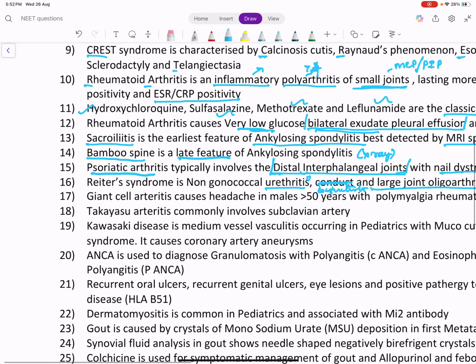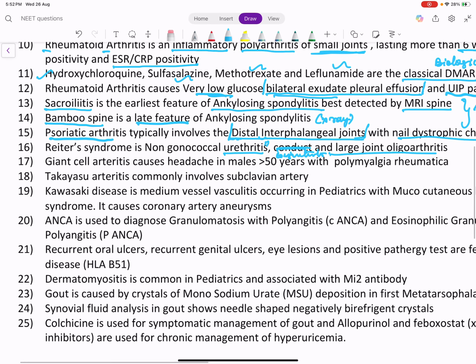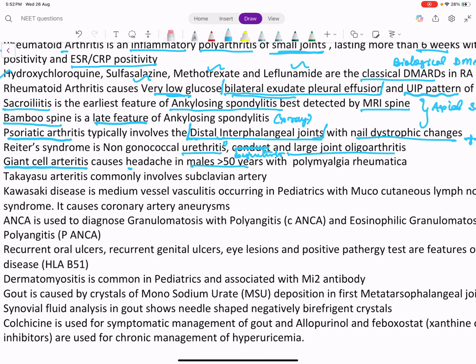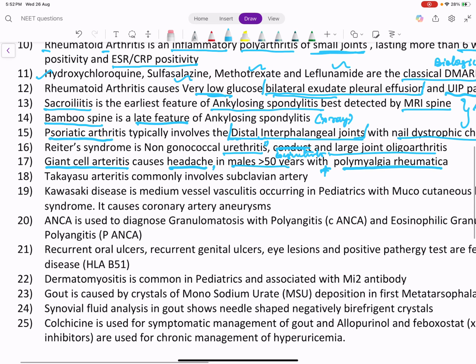Now we will discuss vasculitis, that is involvement of blood vessels. Vasculitis will be large vessel, medium vessel or small vessel vasculitis. Among large vessel vasculitis, we have giant cell arteritis. It affects males. It causes headache. The joint pain or systemic symptoms in giant cell arteritis is called polymyalgia rheumatica. Takayasu arteritis is another large vessel arteritis. It involves the subclavian artery, so it is called the pulseless disease.